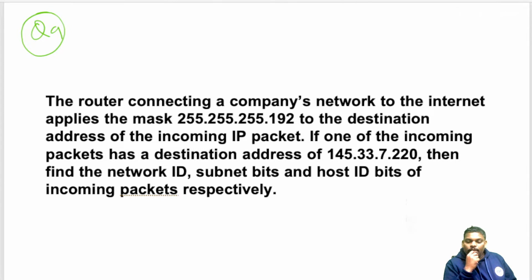The router connecting a company's network to the internet applies the mask to the destination addresses of incoming packets. If one of the incoming packets has this destination address, then find the network ID, subnet bits and the host ID bits of incoming packets respectively. So first of all find out the net ID.